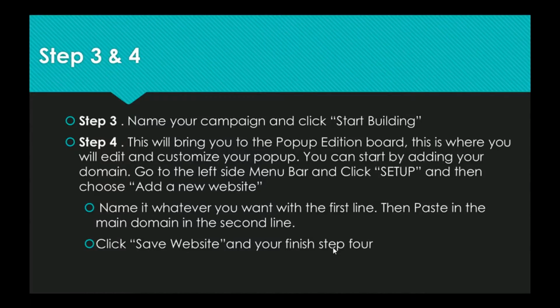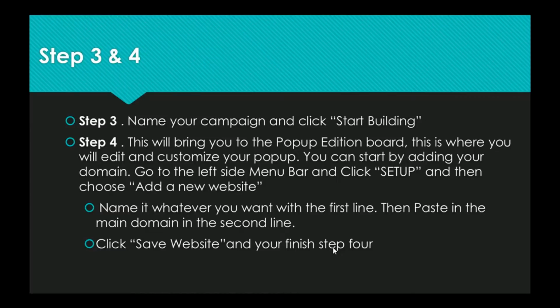So step 4, this is going to bring you to the pop-up editing board. This is where you're going to edit and customize your pop-up. So I'm going to get you to start by adding your domain. You're going to go to the left side menu bar and click Setup, and then choose Add New Website. Name it whatever you want. Like, let's say you have a pet name for your website, or it's abbreviated. You can name it whatever you want.